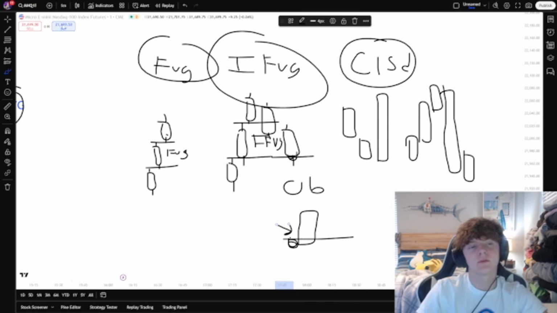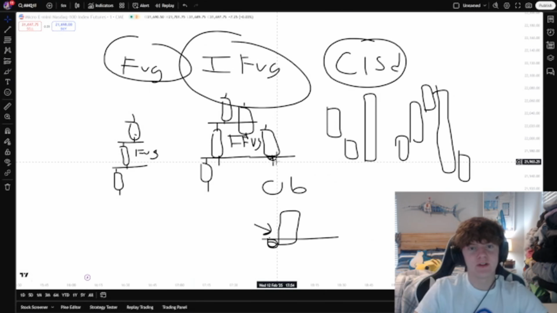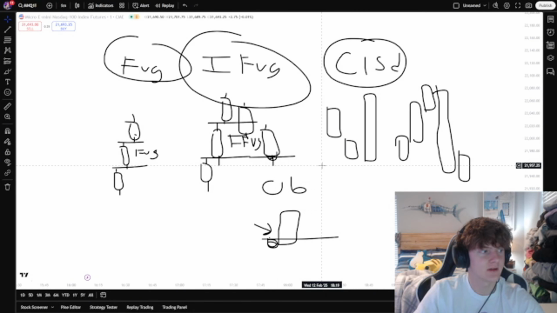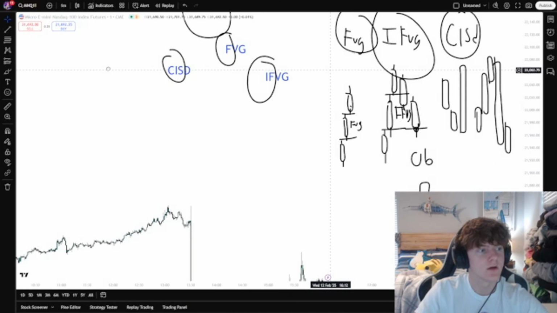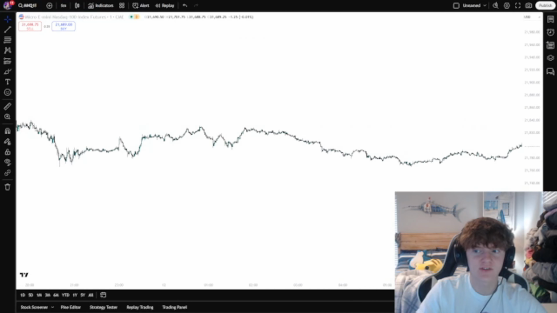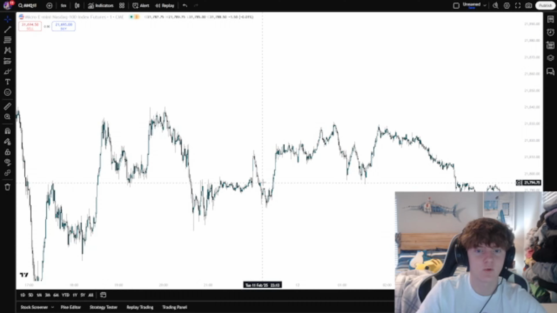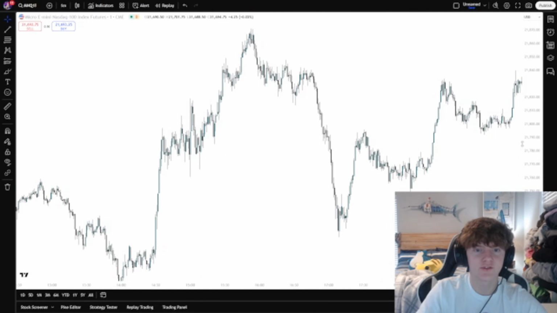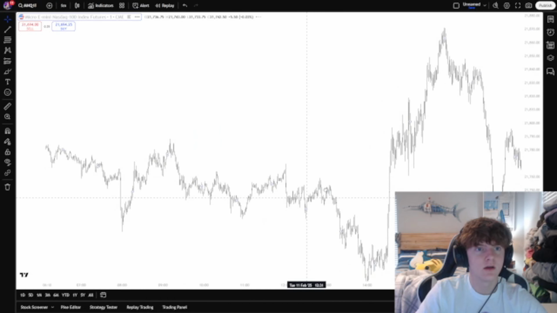So without further ado, let's hop into the charts and show you guys how price reacts off of these levels and how this can basically improve your trading game to over 80%, just like me. So again, I don't use any special trading strategies. I just trade solely off of price action and what I see. I don't trade off of what I want to see. I just trade off of what I see.